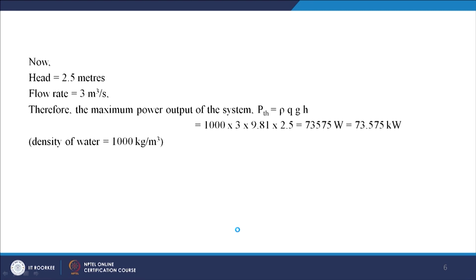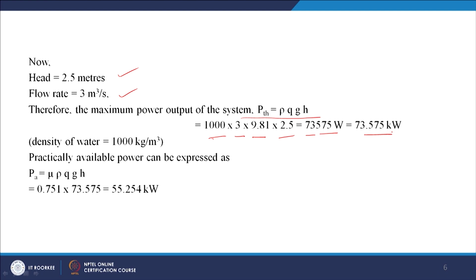Here, head is equal to 2.5 meters, flow is equal to 3 meter cube per second, and the maximum power output of the system, which is the theoretical maximum power available, is P_th = rho into Q into g into H. Putting rho as 1000, Q as 3 meter cube per second, g as 9.81 and H as 2.5, we get 73575 watt, that is equal to 73.575 kilowatt.